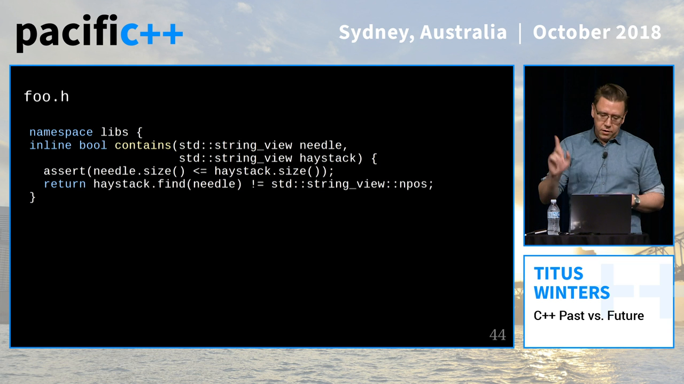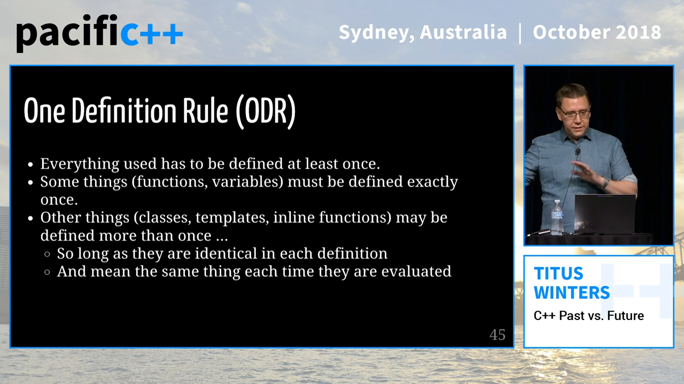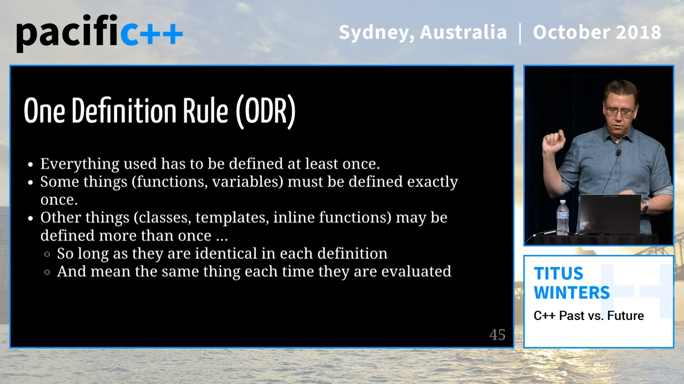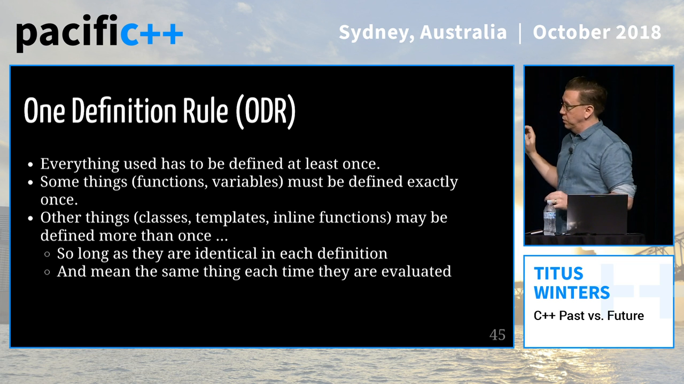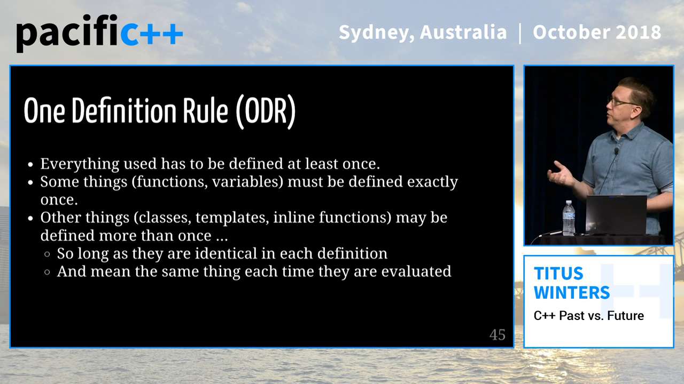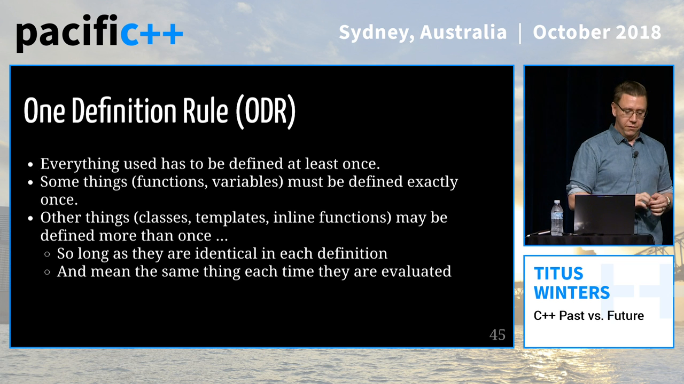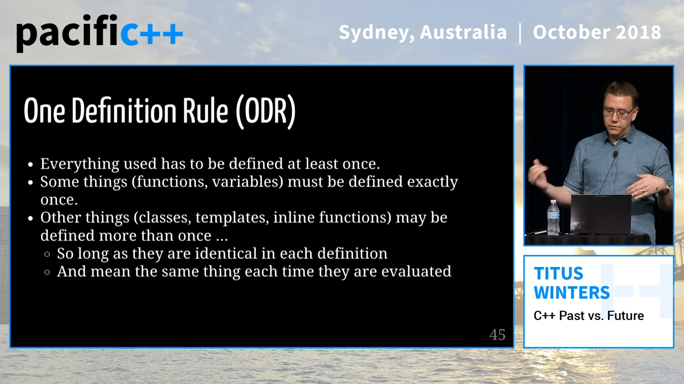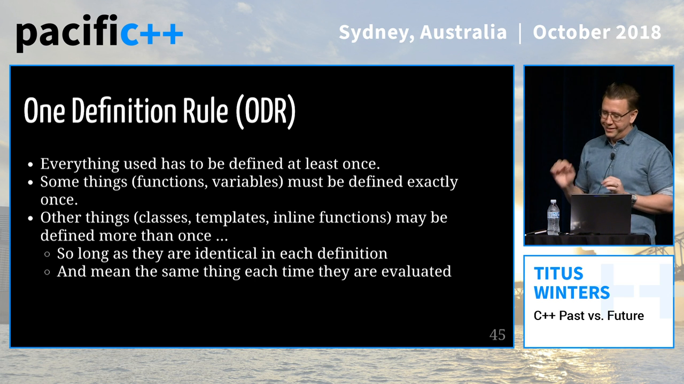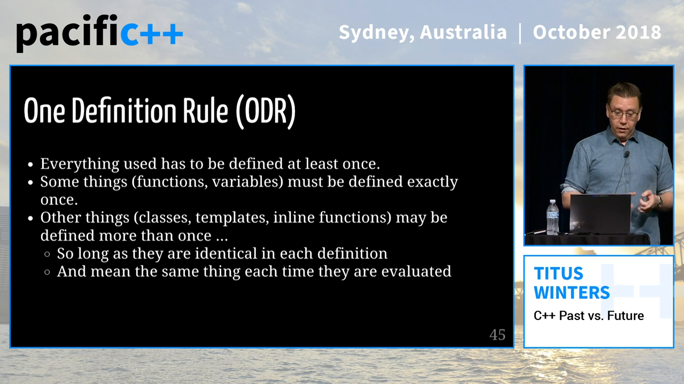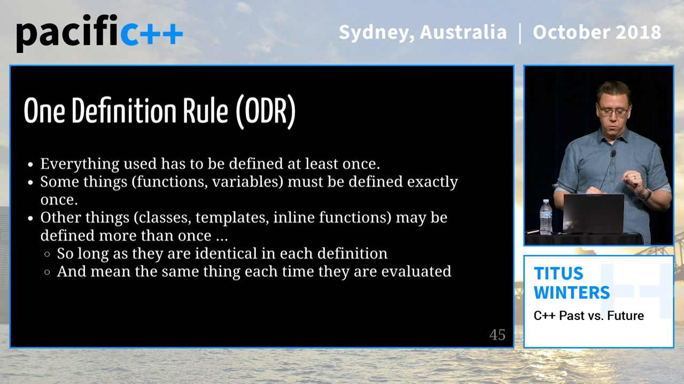And now I'll come back to that. Note that this is about definitions, not declarations, right? And the one definition rule is sort of what it sounds like, right? Everything that is used has to be defined at least once. Depends a little bit on the type of the thing. Some things, variables, functions, must be declared or defined exactly one time. Other things, class templates, classes, templates, inline functions, may be defined more than once, so long as they are token for token identical in every definition, and they mean the same thing every time they are evaluated.